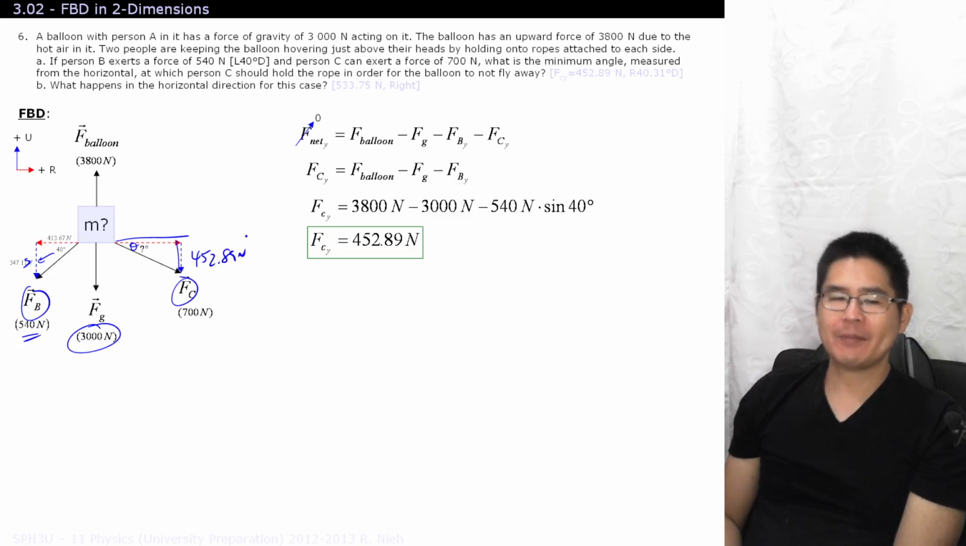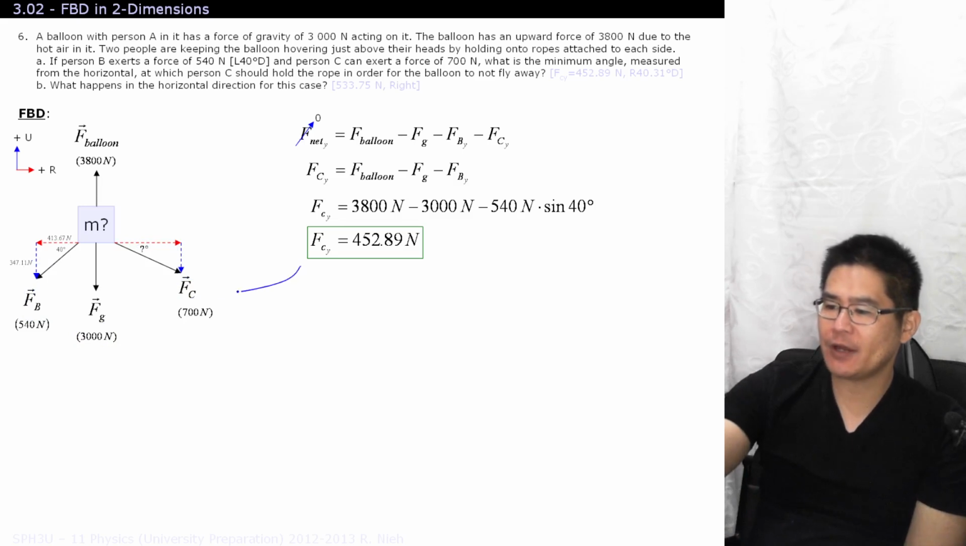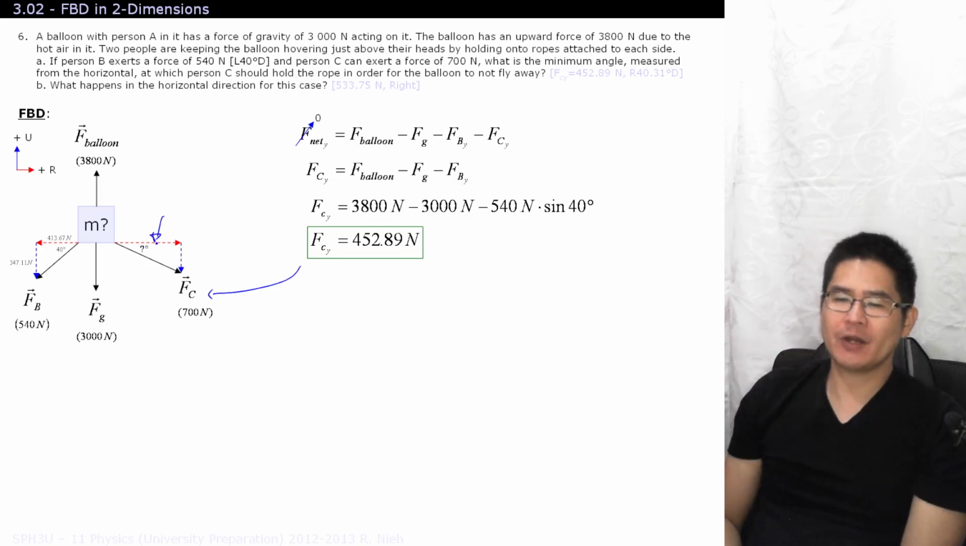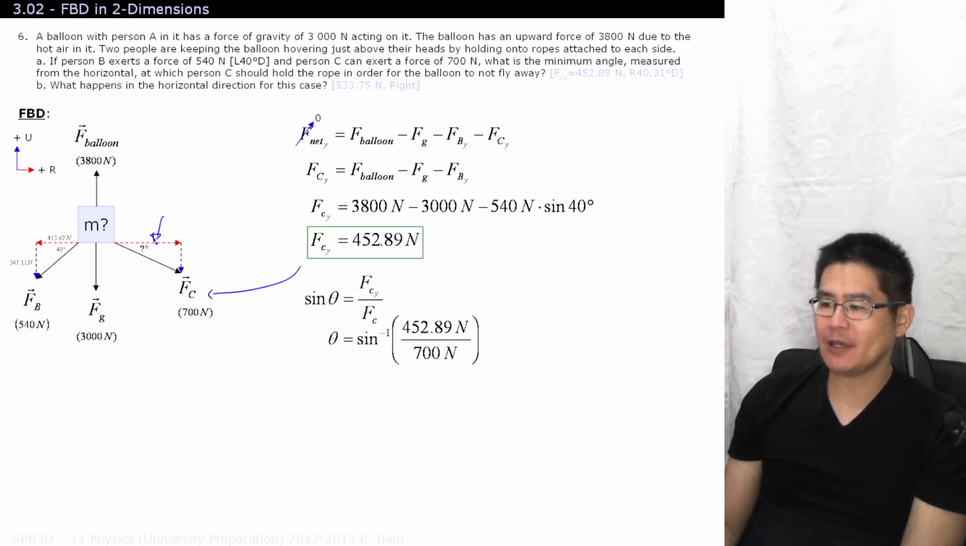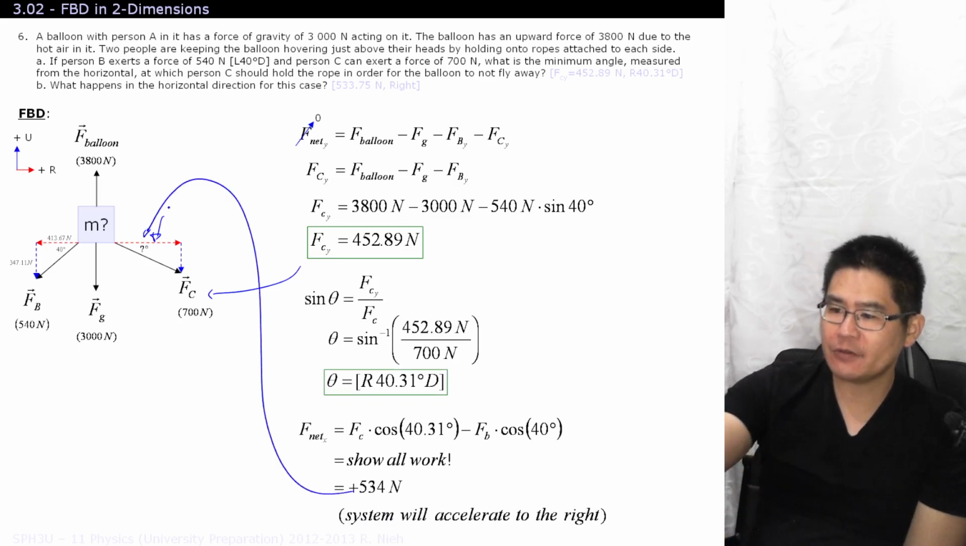Okay, but what happens in the horizontal dimension? Well, since you have your value for your FC in the y dimension, you could solve for your FC in the x dimension. Whatever method you want. You could use a trig method, or you could also use the Pythagorean theorem. And when you calculate out what that value is, you find out that this works out to 534 newtons.